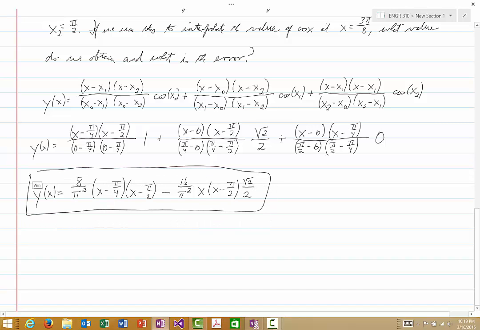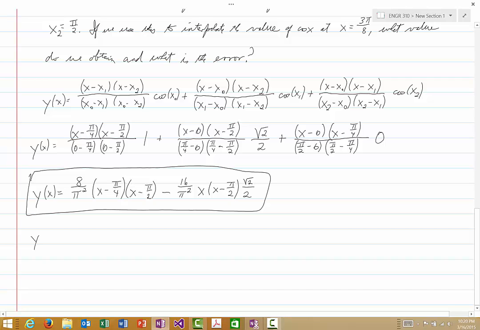So there is our interpolating function. And now let's find out what value that has at 3 pi over 8. And you can see that indeed this is a quadratic interpolating function here, because you see x times x, so this is degree 2 in x rather than degree 1. So we're hoping that this will be more accurate than the linear interpolating function that we obtained in example 1.